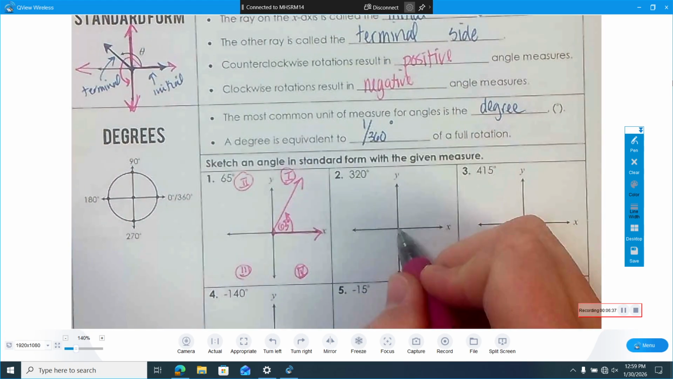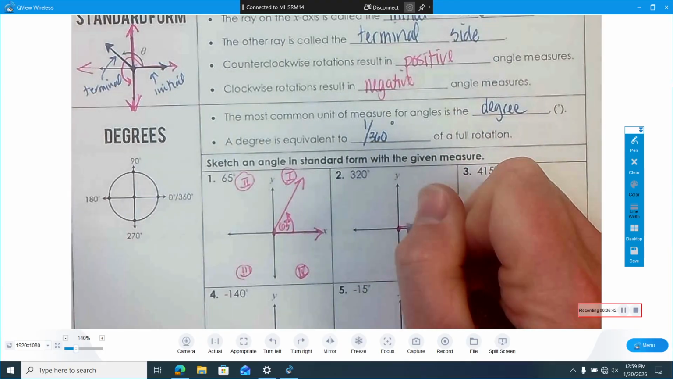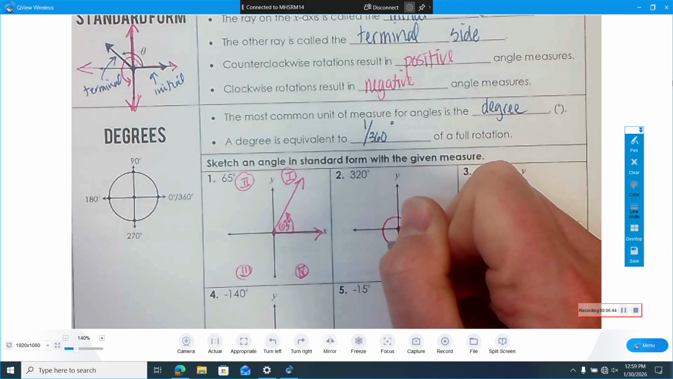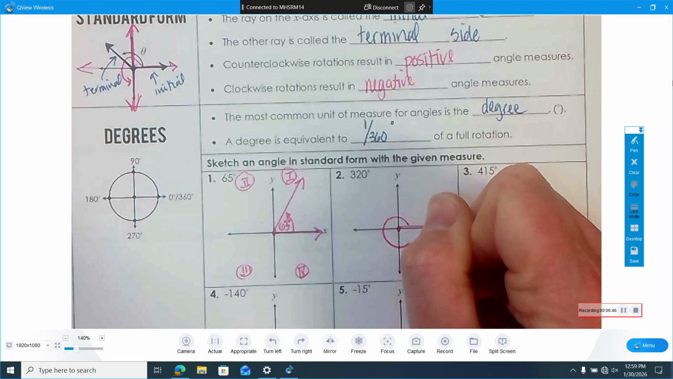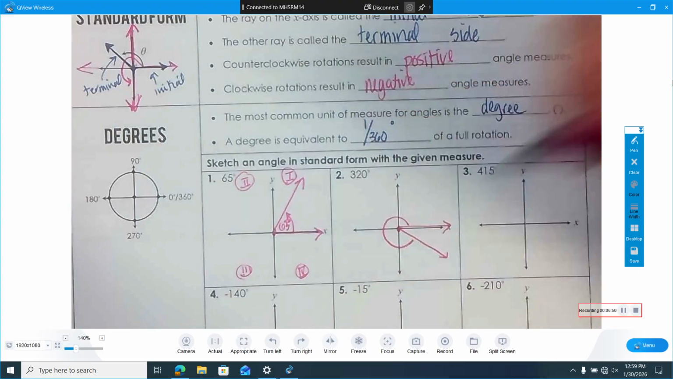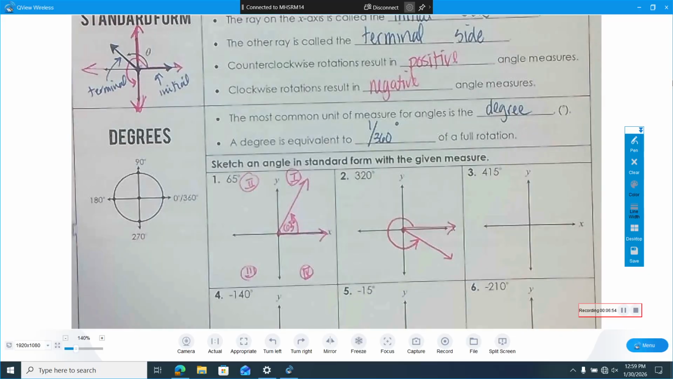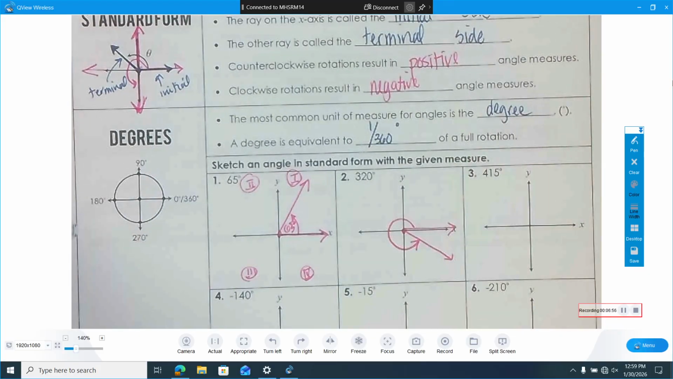All right, so I have my initial side here on the positive x-axis, 320, 90, 180, 270, 300, 320. Okay, maybe it's about right there. All right, so there is our angle opening. We use this little rotation arrow to describe how the rotation is occurring. Okay, so that little rotation arrow is pretty important.